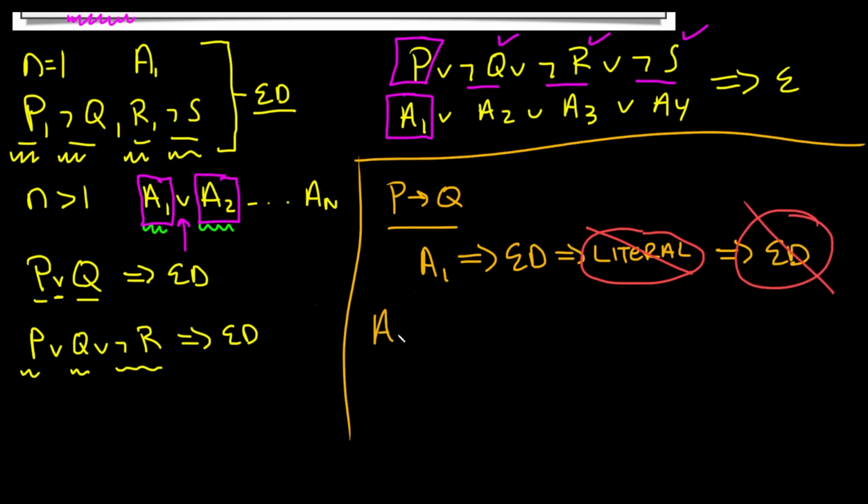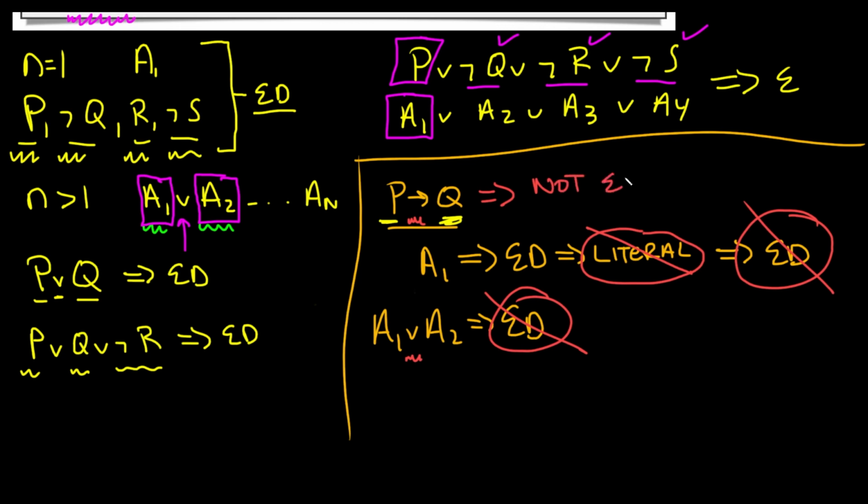Now you might say, well, maybe this formula can be of the form a sub 1 or a sub 2. If it were, and a sub 1 and a sub 2 were composed of literals, then it would be an elementary disjunction. You could point to the fact that P is a literal and Q is a literal. The problem is that in order for it to be an elementary disjunction, it actually needs to be a disjunction. But notice that this formula right here is a conditional, and so in this case, it would also not be an elementary disjunction. So P right arrow Q here is not an elementary disjunction.